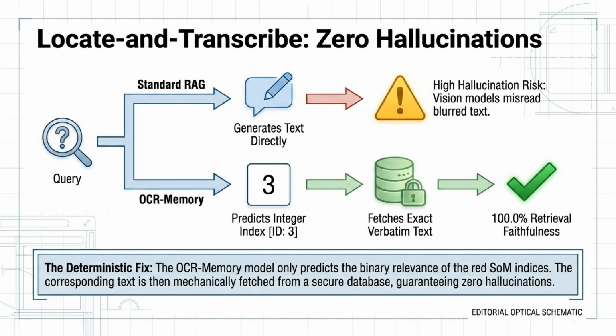And this locate and transcribe mechanism is exactly how we guarantee zero hallucinations. While standard RAG generates text directly, which is risky if the vision model misreads a blurry image, OCR-Memory just predicts the integer index. We then mechanically fetch the exact verbatim text from a secure database, ensuring 100% retrieval faithfulness.